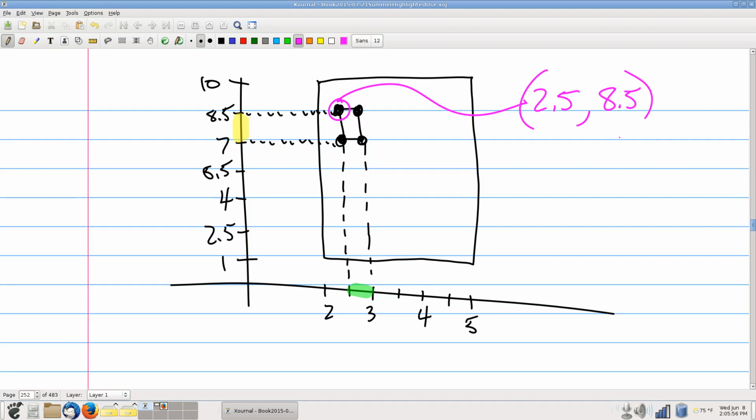Everybody happy? Okay. So they just want you to write down the coordinates for all 4 of the corners. Okay, no other questions on this? Everybody good? Okay, all right, let me stop the recording.